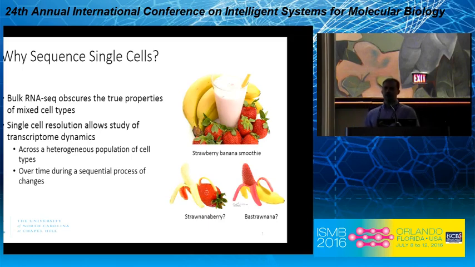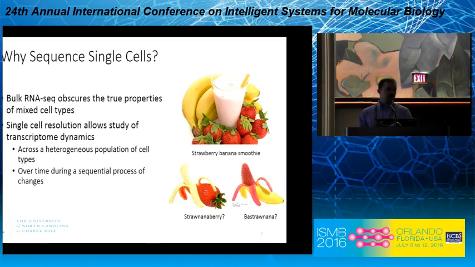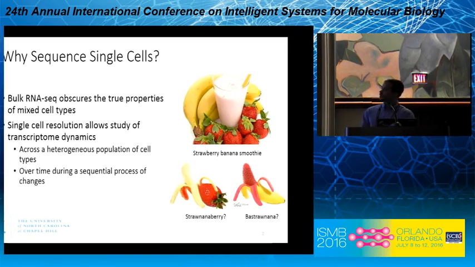So first, by way of background, why are we interested in looking at RNA from single cells? The short answer is that single cell sequencing is one of the only ways to access within tissue heterogeneity. You can think of this as trying to study the properties of strawberries and bananas using a strawberry-banana smoothie. And that's analogous to what people do when they try to perform bulk sequencing on a heterogeneous mixture of cells.